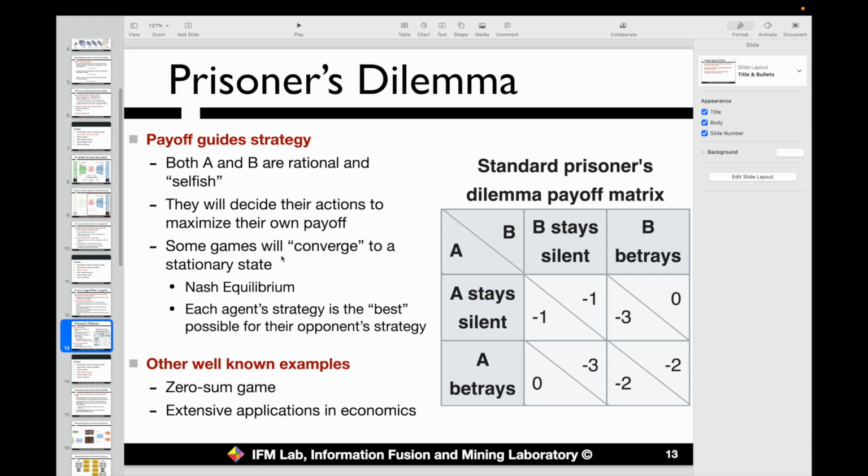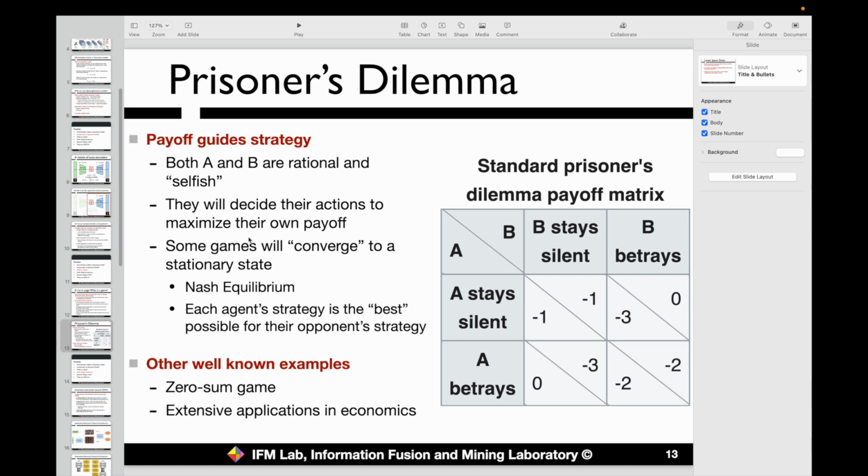So some games will converge to a stationary state, like this one, where they will converge to this entry as a result. And this kind of stationary state is also called Nash Equilibrium. Some games will converge to this kind of stationary state, though not all games will. For each agent, this action is the best possible response to the opponent's strategy. Now, they will converge to this entry and betray each other so as to maximize their own rewards. So for this kind of game scenario, we have this assumption.